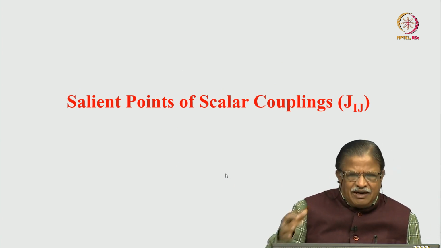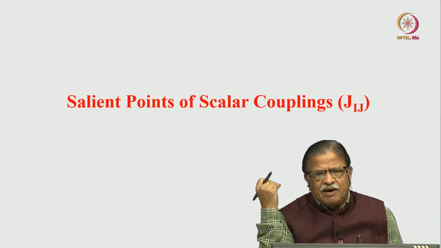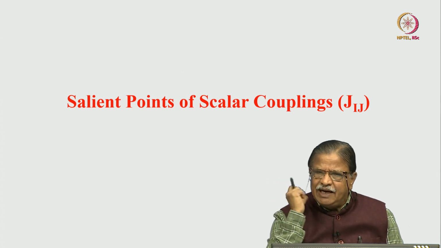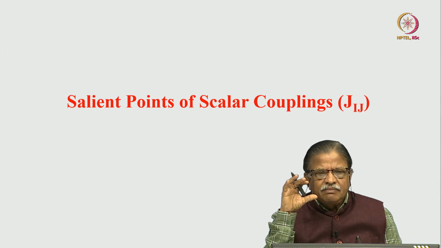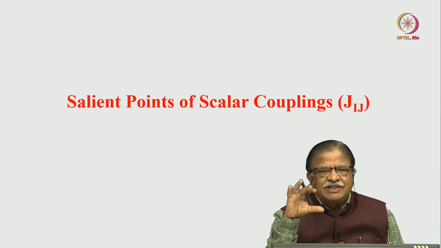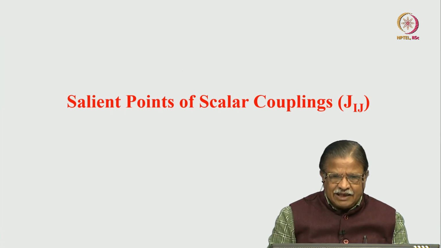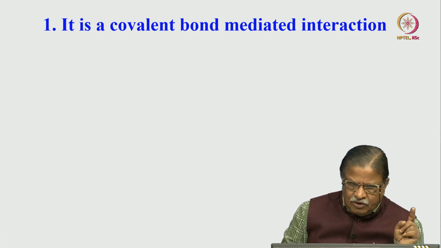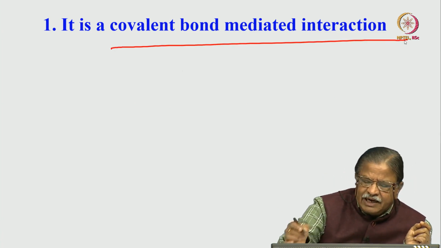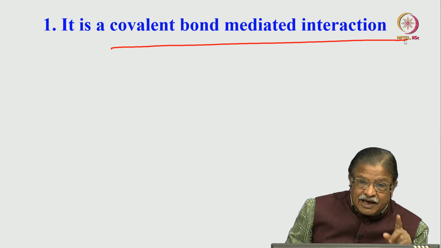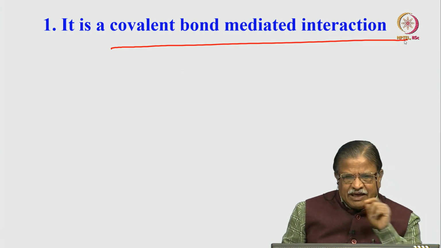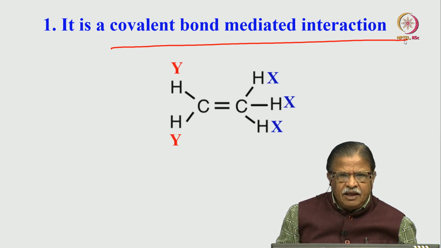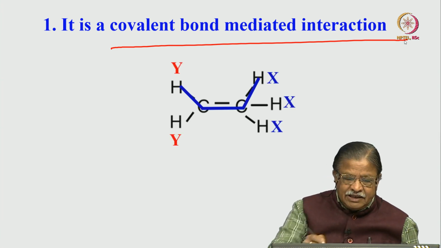Before we discuss spin-spin coupling, scalar coupling at length, as there are a lot of things we can discuss, I will summarize some salient points of scalar couplings. What are the scalar coupling salient points? First of all, I told you it is a covalent bond mediated interaction. There must be a chemical bond for one nuclear spin to interact with another nuclear spin for J coupling to occur. For example, in a molecule like this, the interaction is allowed.